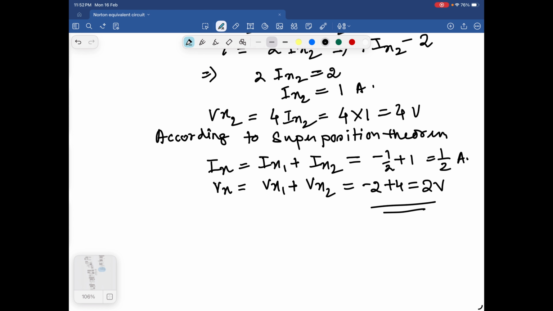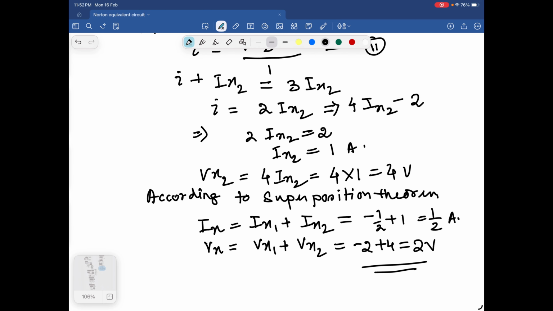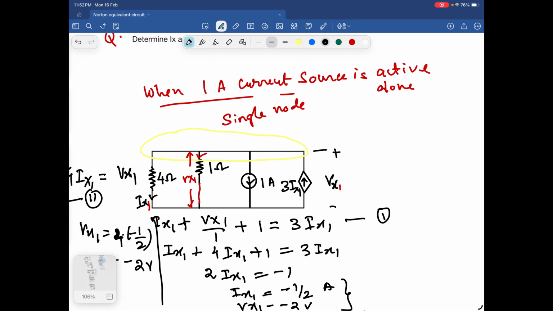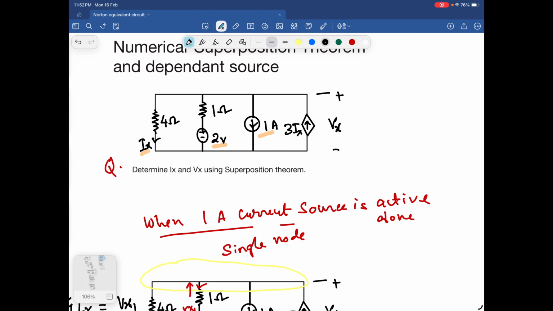So when you use the superposition theorem with a dependent source, you have to solve the problem in this way. Thank you very much for watching.